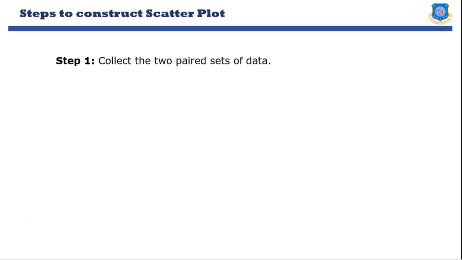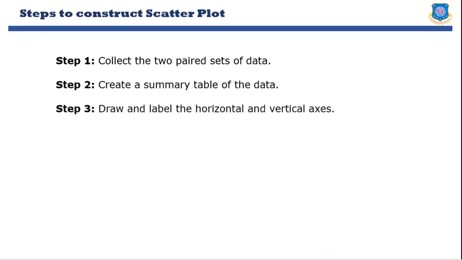Now let's discuss the steps to construct a scatter plot. The first step is to collect the two paired sets of data. Why do I call it two paired? Because it is compulsory for a scatter plot that the two variables are dependent on each other. The second step is to create the summary table of the data. The third step is to draw the labels of the horizontal and vertical axes of the scatter plot.